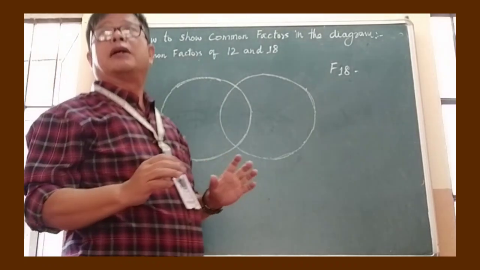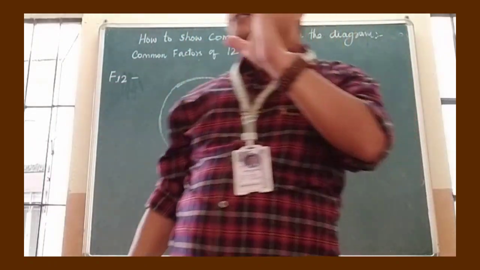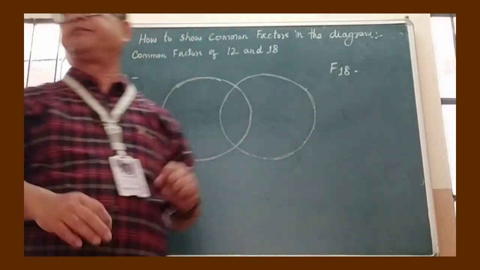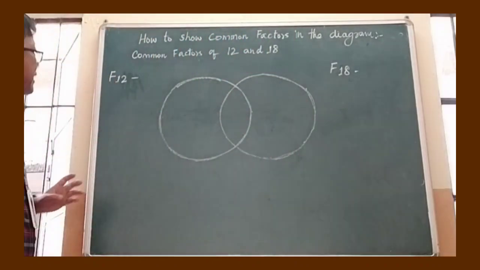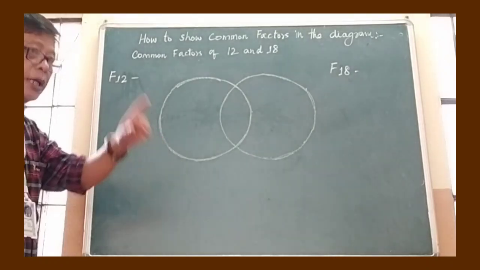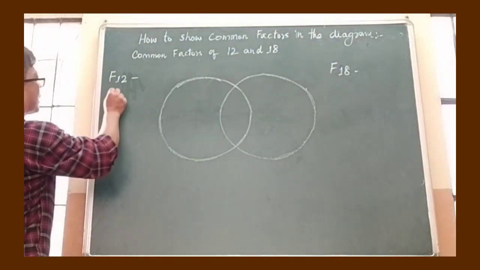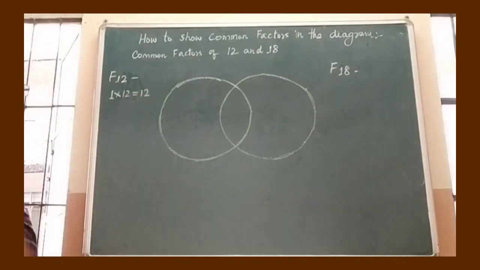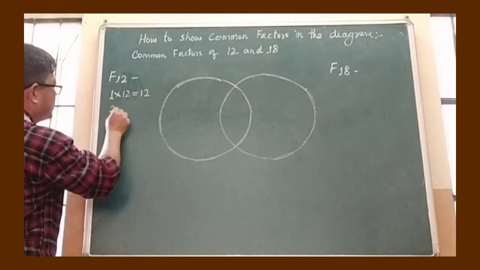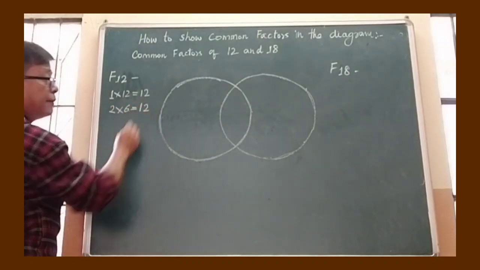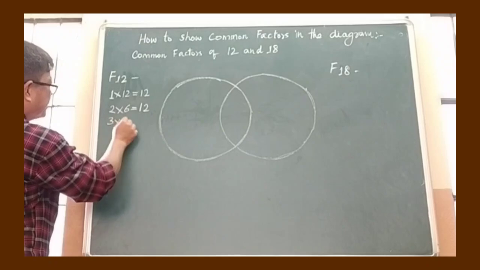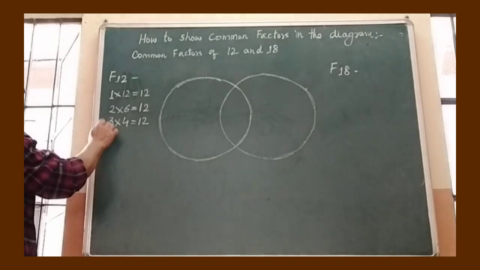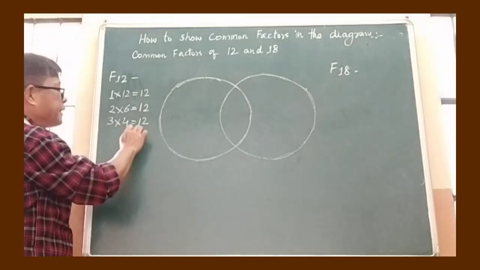I have taught you to find factors by division and by multiplication method. Most of you like the multiplication method, so let's find the factors of 12 through multiplication. 1 times 12 is 12. 2 times 6 is 12. 3 times 4 is 12. Now 4 times 3 is 12, it is repeated. Once the number is repeated, stop.